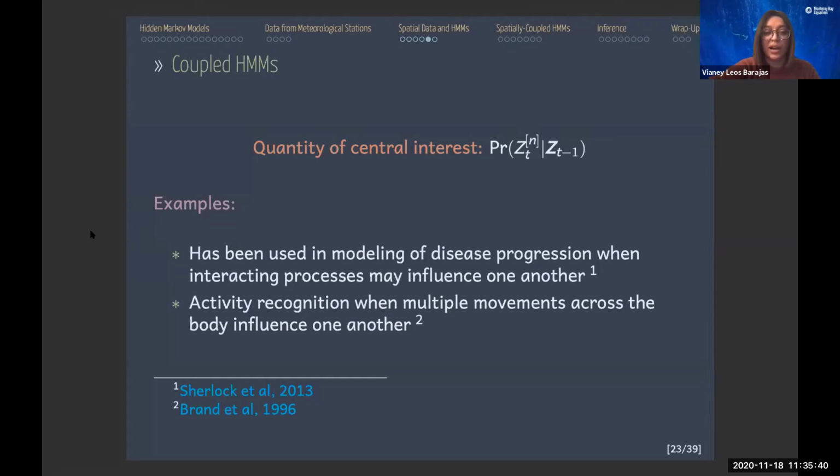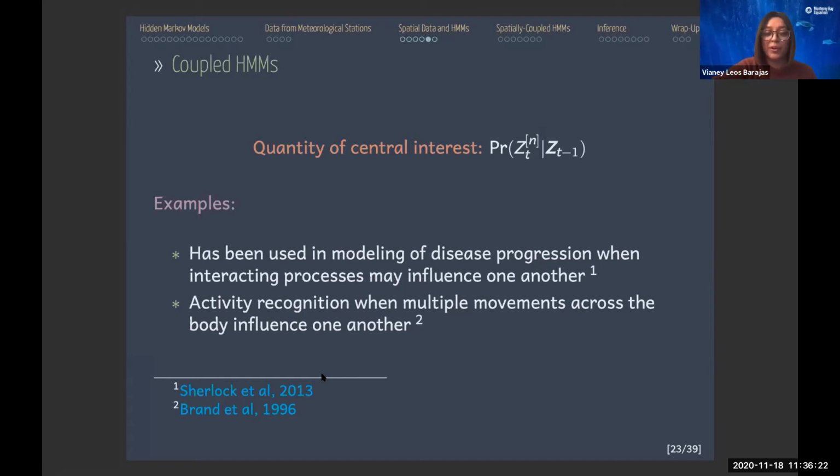So I was primarily interested in how coupled hidden Markov models have been used in the statistical literature. I think it's more prevalent in the machine learning literature and the activity recognition literature. Brand et al., 1996, has a few papers on coupled hidden Markov models. There's activity recognition, where multiple movements across the body influence one another. I like to use the example that when I'm talking, I'm usually moving my hands in some way. If I'm moving my right hand, it's likely that I'm going to move my left hand in some way. Or if I'm walking, my right leg moves and my left leg is likely to move as well. So if I'm moving my legs, they have this sort of interaction with one another.